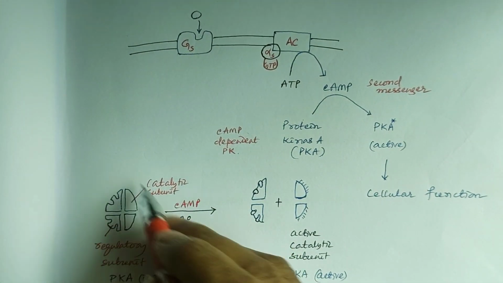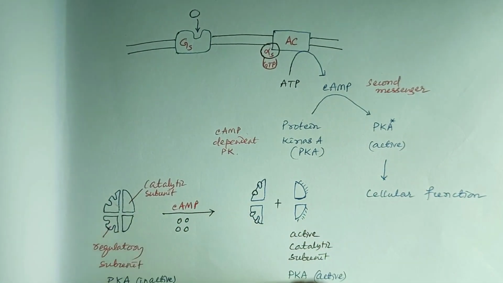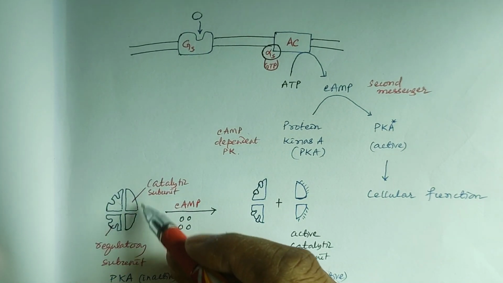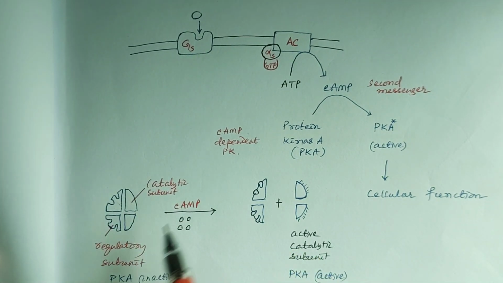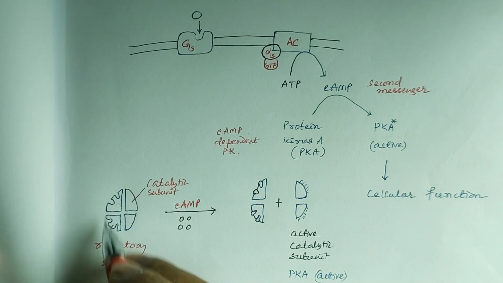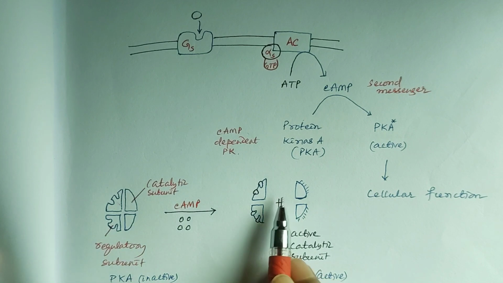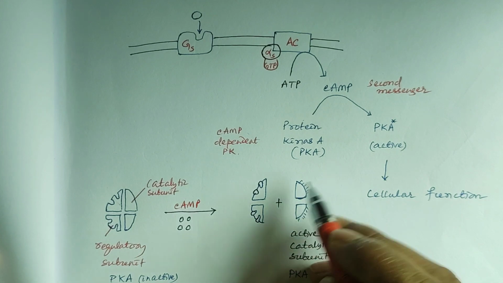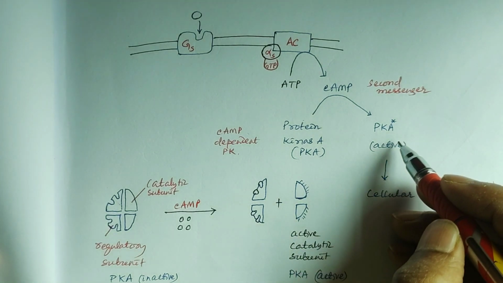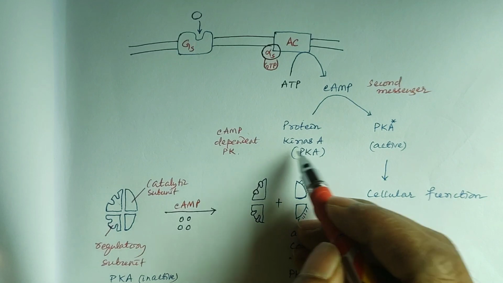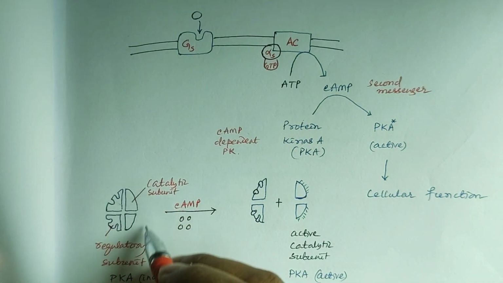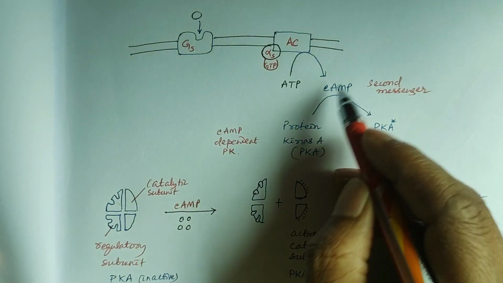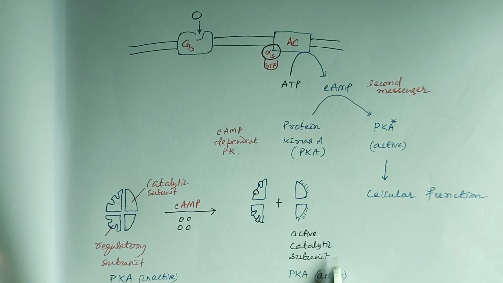Protein kinase A has 4 subunits, 2 regulatory subunits and 2 catalytic subunits. And when cyclic AMP binds, 4 molecules of cyclic AMP will bind to the regulatory subunits, and there will be release of the catalytic subunits, which are active catalytic subunits. And these active catalytic subunits are the active protein kinase A. So protein kinase A without cyclic AMP is inactive. With cyclic AMP, there will be release of the active catalytic subunits, which is the active protein kinase A.